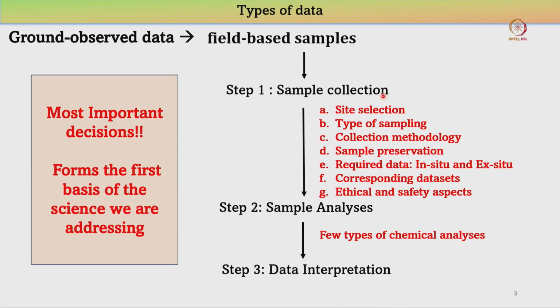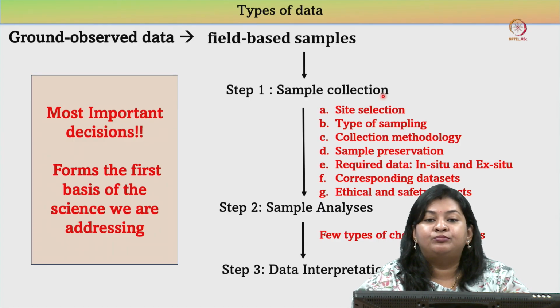And of course, an extremely important aspect is ethical and safety aspects. While trying to address a particular problem, you yourself cannot create more problems. So, there are ethical issues and safety issues, and those things have to be given importance. A few types of chemical analysis I will definitely be talking about, and the most important ones I will definitely be discussing. And of course, data interpretation is extremely varied, it is as varied as the types of problems that are being addressed.